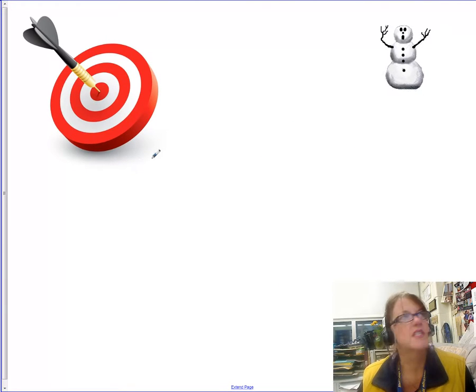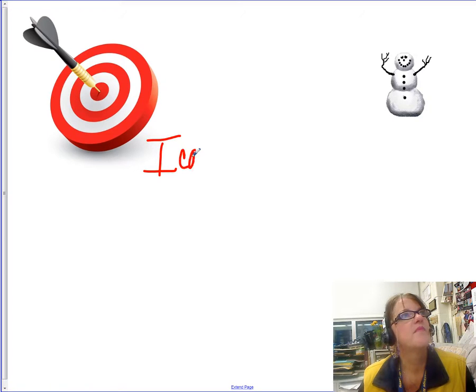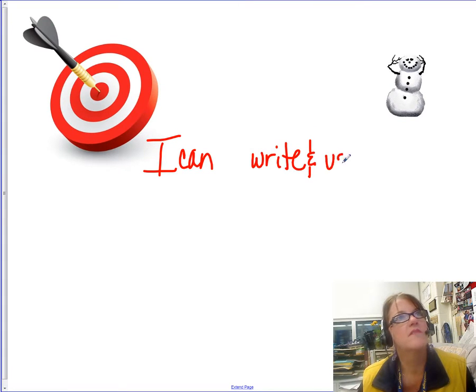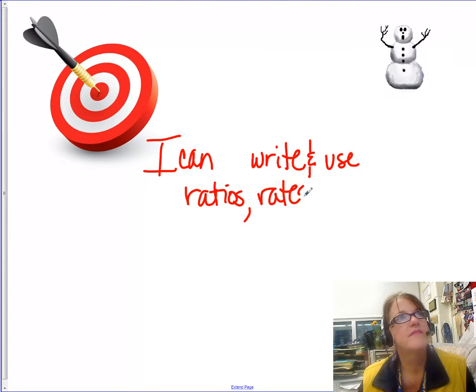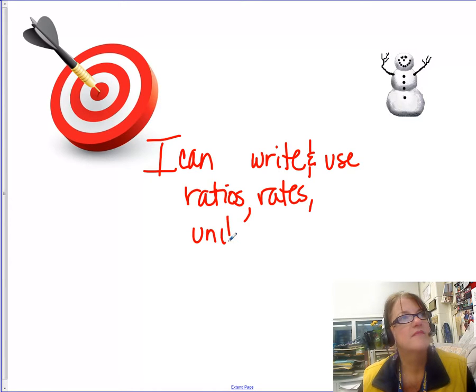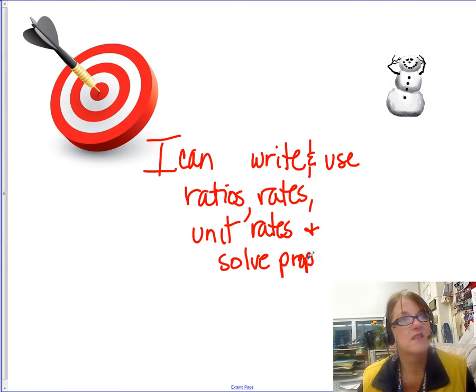Your learning target today. I can write and use ratios, rates, unit rates, and solve proportions. Oofta, that's a lot. Yes, it is.